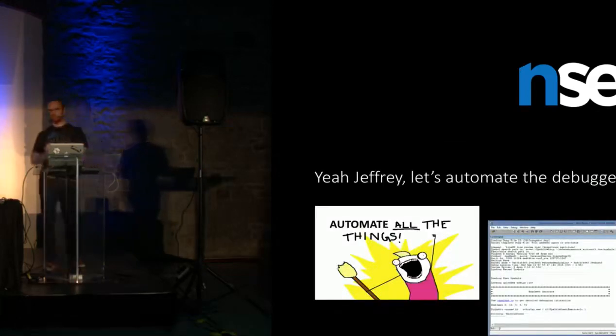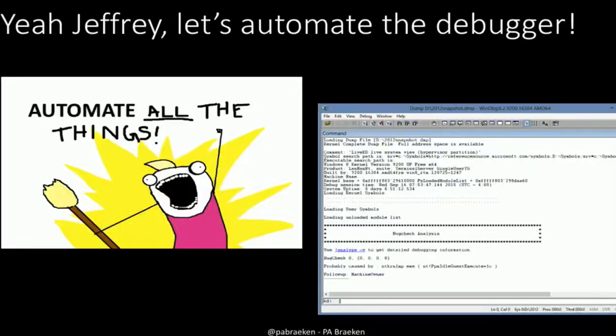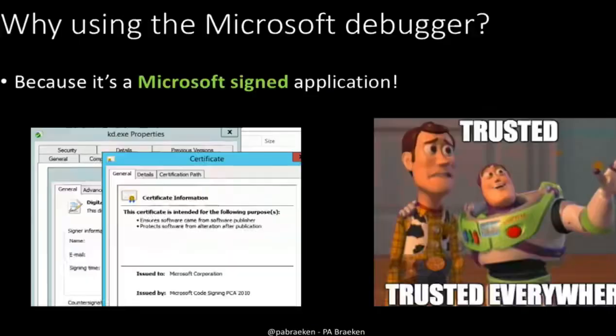I don't know if you know Jeffrey Snover. Jeffrey Snover is the creator of PowerShell, and he said to us, okay, automate everything. So I decided to automate the debugger to hack Microsoft. And why use the Microsoft debugger? Because it's a Microsoft-signed application. To me, that is very interesting because in a company with a lot of defensive mechanisms, a signed application will often be trusted by a security analyst and everyone inside the company.